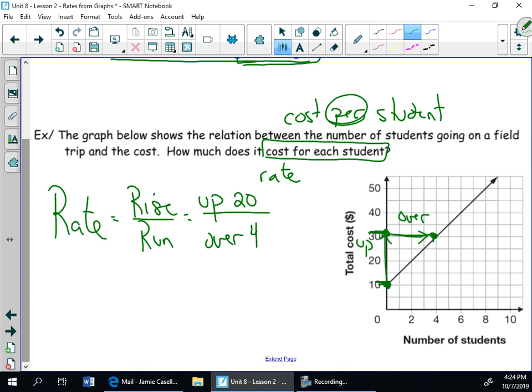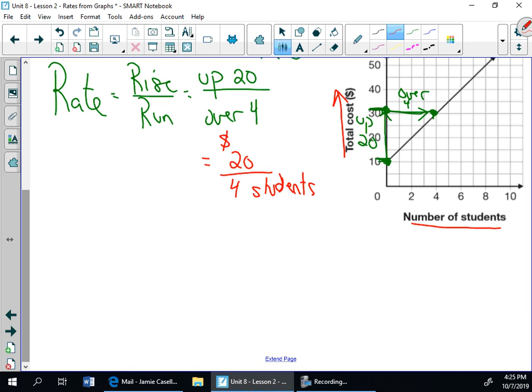Okay, so that's stage 1. Fill in the numbers from your triangle. How much did you go up? How much did you go over? Step 2 is to take these numbers and write them with units. 20 what? So 20 was my up and down, my cost. And 4 was my over, which is my number of students. And my last step is to actually do the dividing, like we did in the JAM question. 20 divided by 4 is $5 per student.